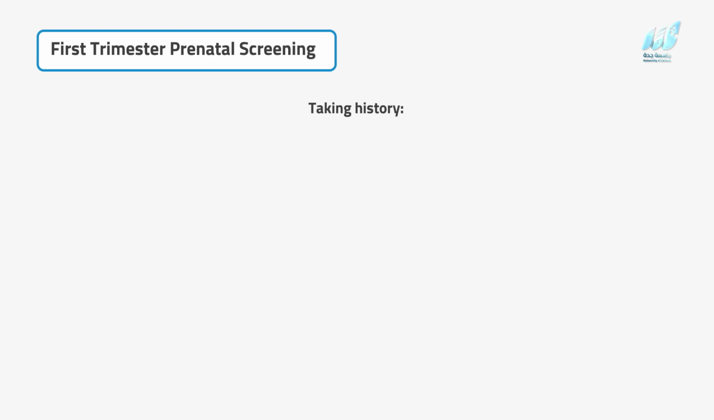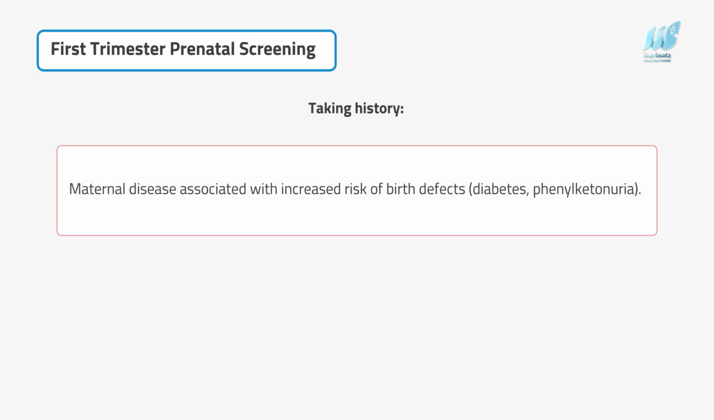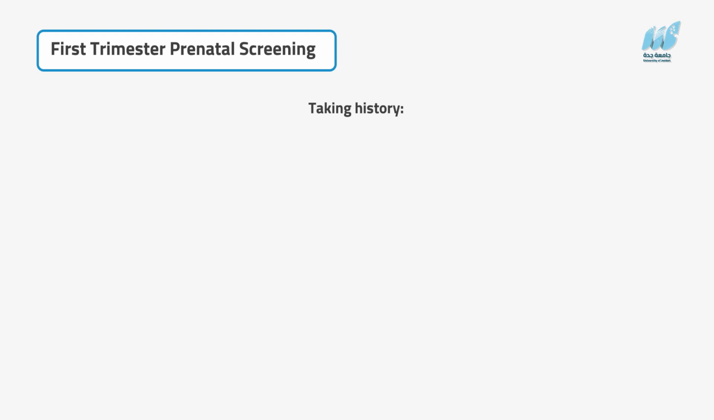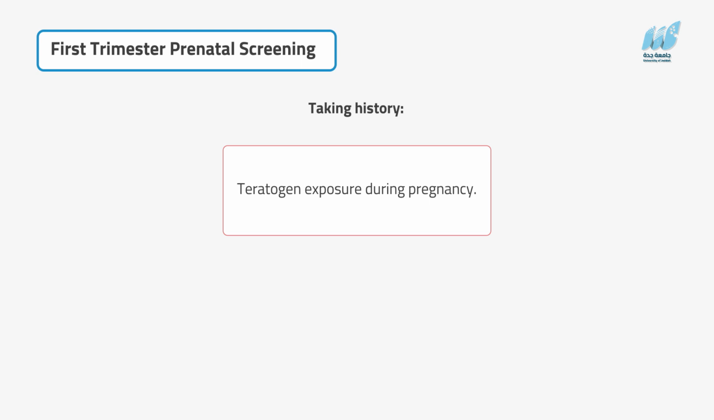Taking a detailed history about maternal diseases is essential. Some maternal diseases are associated with increased risk of birth defects, such as diabetes and phenylketonuria. Don't forget about maternal exposure to teratogenic agents in their work or life.